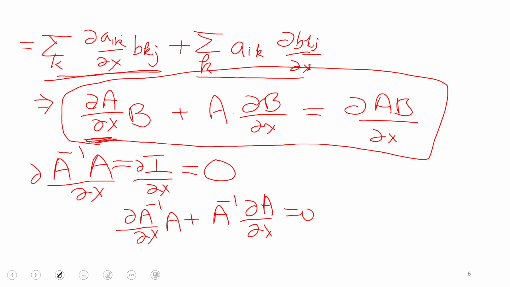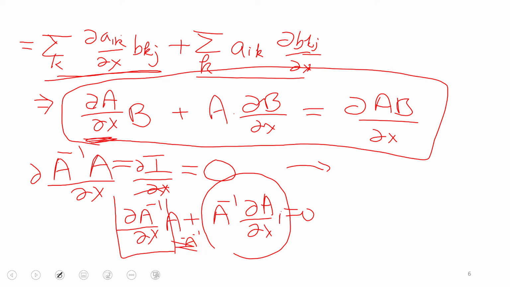So now, because A inverse exists, we can multiply all the terms by A inverse and move this term to the right-hand side, so that we leave out this term. If we multiply by A inverse, this will be I, and there's another A inverse right here. And when we move this term to the right, it becomes negative.